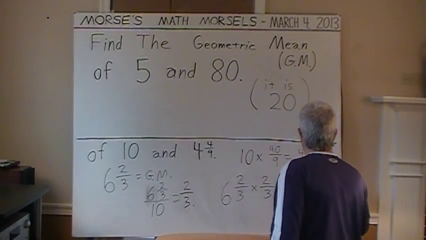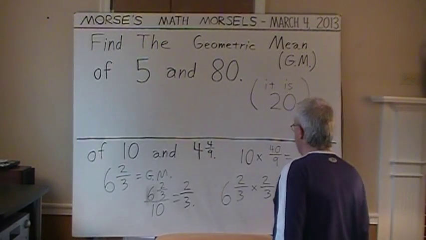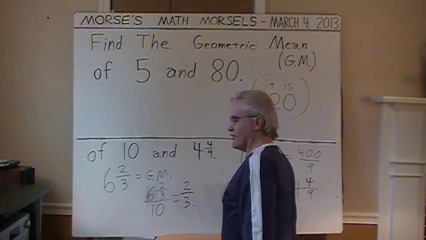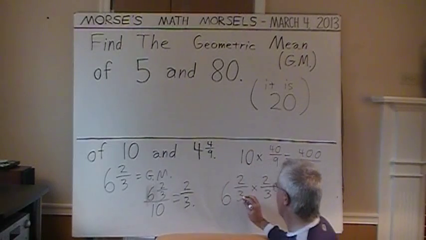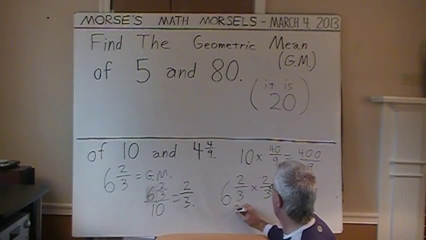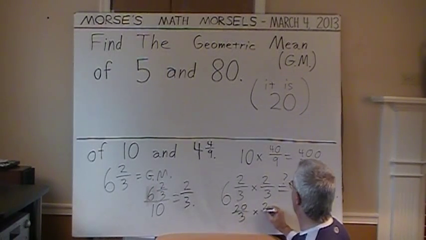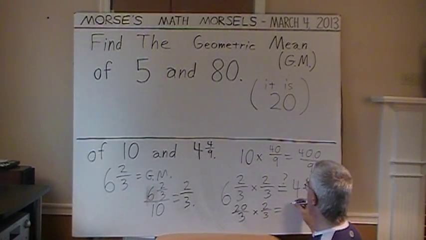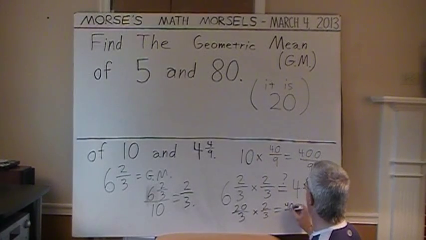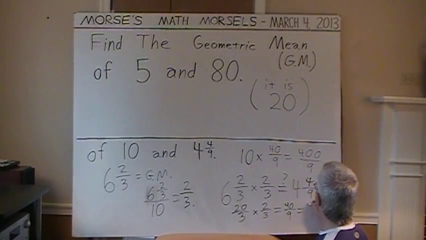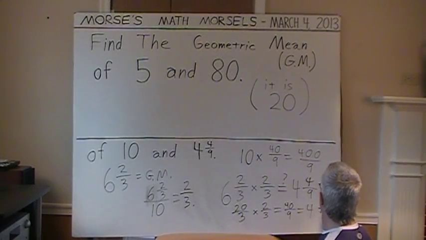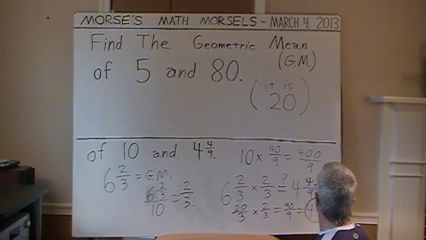Let's see if it does. That changes to an improper fraction. 6 times 3 is 18, plus 2 is 20, so I have 20/3 multiplied by 2/3. Numerator times numerator, denominator times denominator is 40/9. Change that to a mixed number, 4 4/9. It checks out.